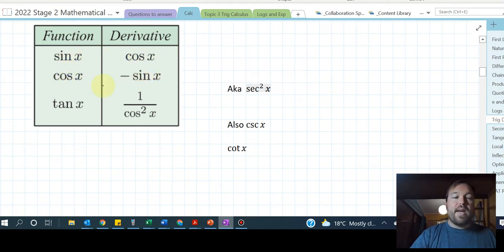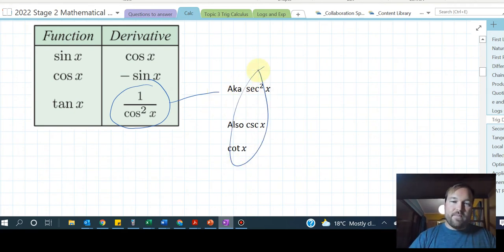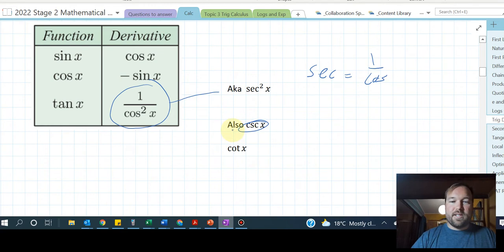Alright, then tan x, and we're actually going to do a proof in a second because there are a few proofs you need to know, and tan x is one of them. So the derivative of tan x is 1 on cos squared x. Note, 1 on cos squared x is also sec squared x. There are these three, I guess, alternative functions that you may see pop up. Sec is 1 on cos. CSC is 1 on sine, and cot is 1 on tan. Cool.